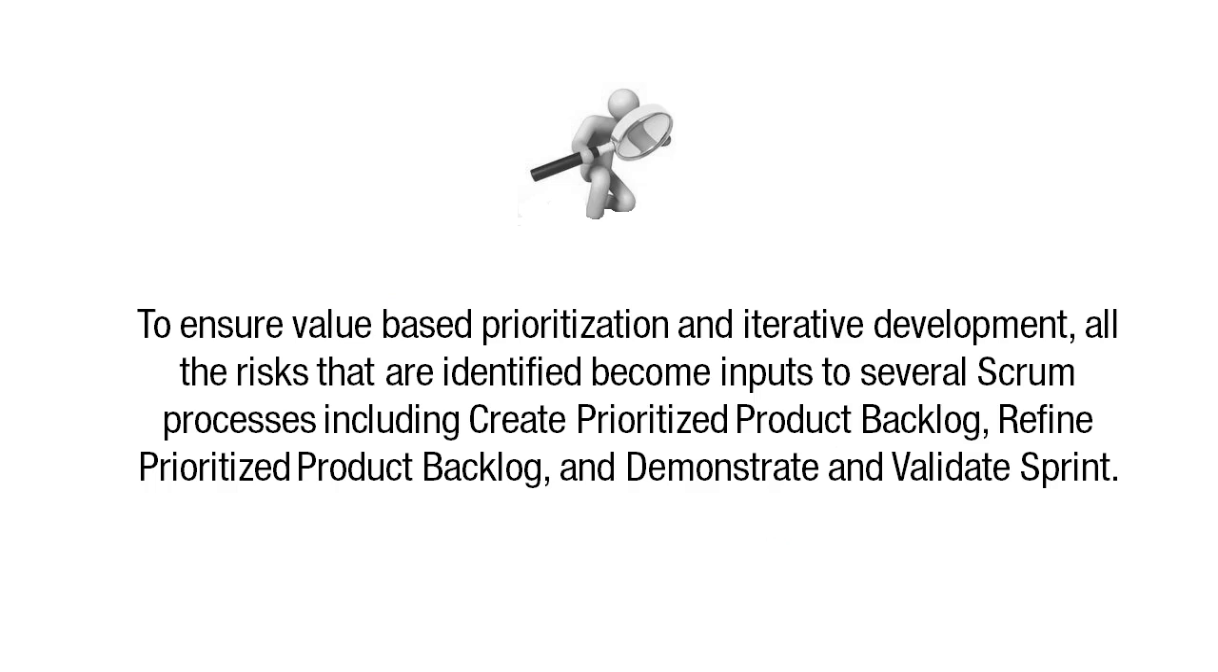To ensure value-based prioritization and iterative development, all the risks that are identified become inputs to several Scrum processes, including create prioritized product backlog, refine prioritized product backlog, and demonstrate and validate sprint. Risk identification tools and techniques. Now let's discuss how to identify risks.